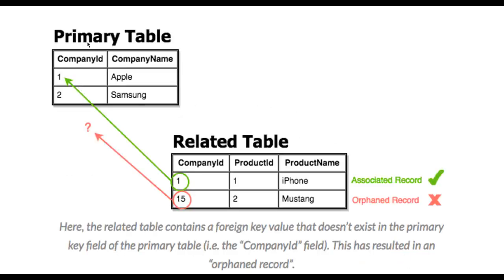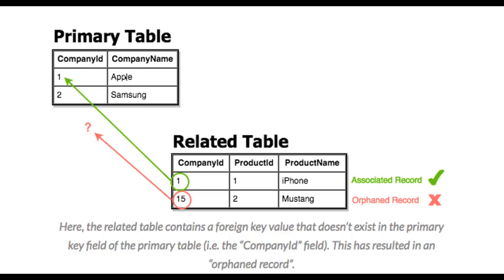In this example, I have two tables, a primary table and a related table. In my primary table, I have my company and company information. In my second table, I have product and product information. Here, the related table contains a foreign key value that doesn't exist in the primary key field of the primary table, i.e. the company ID field. This has resulted in an orphan record.